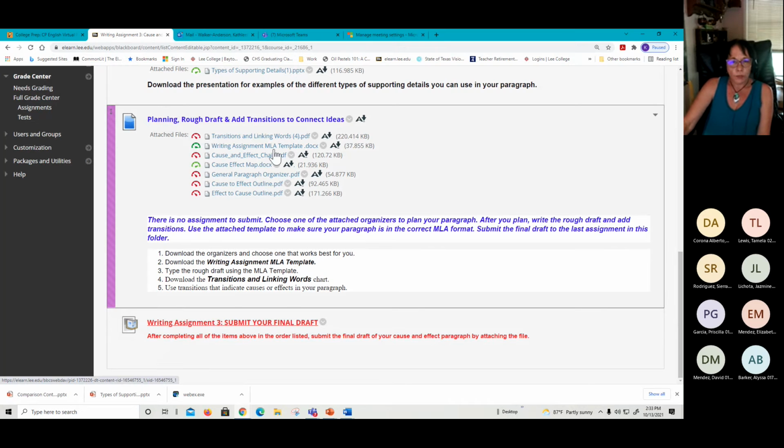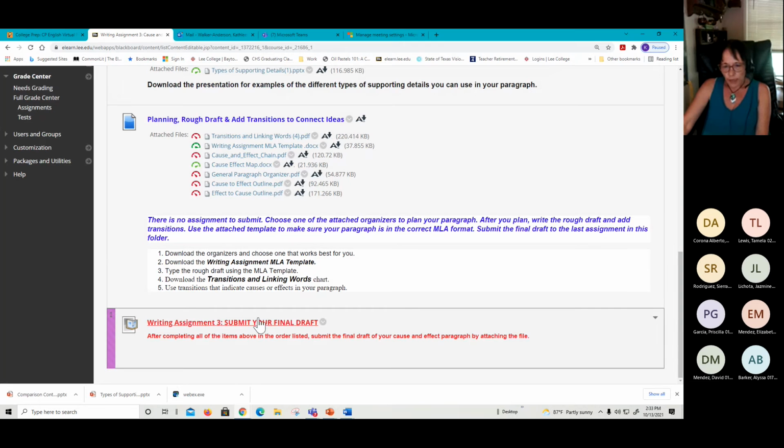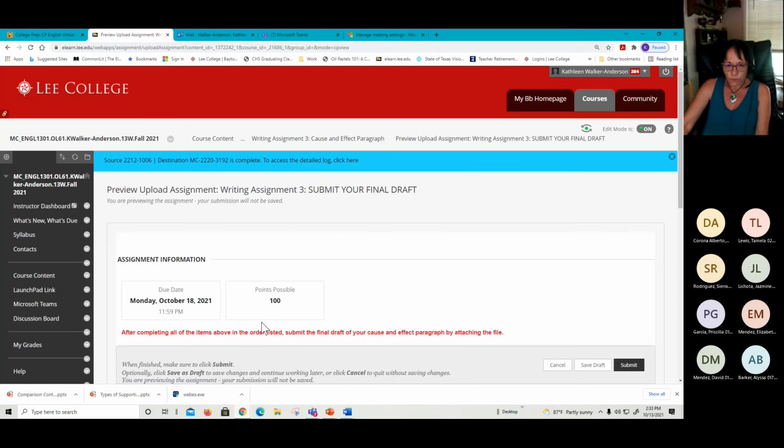This has the MLA template on it. It has the transitions chart, and then it has several different options for planning. And I have the final due date. Let's see. Yep. Monday by the end of the day. And this is just a paragraph, and you're still going to get a chance to revise and edit both of these paragraphs before I take a final grade.